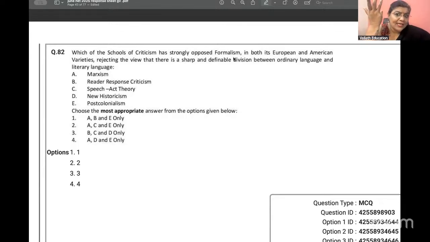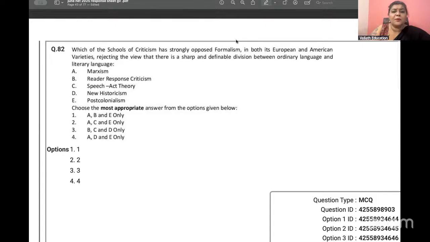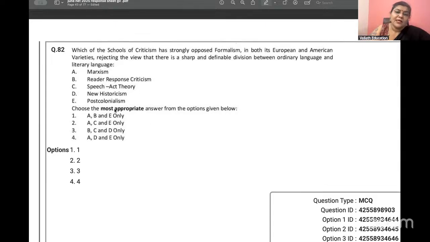Reader response, yes. Speech act theory, you don't know. New historicism, definitely yes. That all I've taught in my classes. New historicism does not look at the text alone. It looks at the context also. So it's against formalism. Post-colonialism has nothing to do with formalism. So it must be reader response and new historicism. I think this is an easy question. Reader response and new historicism are totally against formalism. Speech act theory, you don't know, it's a distractor. Post-colonialism, you're not sure. So B and D should be there, isn't it? So how will you choose? Only one option is there with B and D. B, C, D. Speech act theory, you don't know, but you can still choose it.